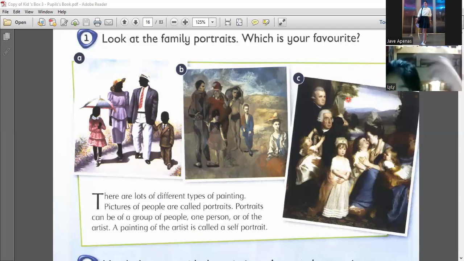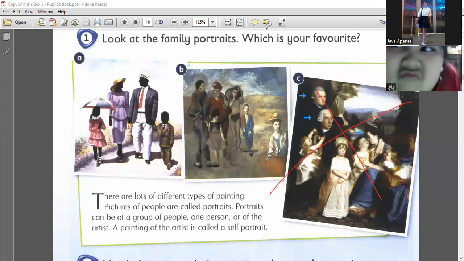I'm looking for only three. Three children only. Which one is it? A, B, or C? Only three children. It's not letter C. Okay. Look for three children. Three children. The letter B.